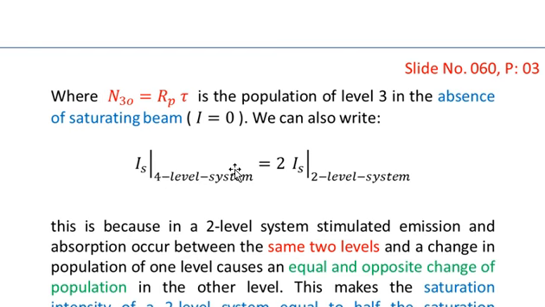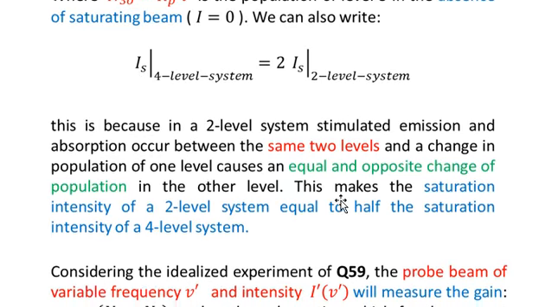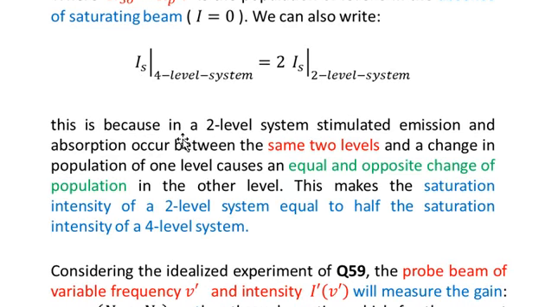What is the reason for that? For a 4-level system, the saturation intensity is twice that of a 2-level system. This is because in a 2-level system, stimulated emission and stimulated absorption occur between the same 2 levels, and a change in population of one level causes an equal and opposite change in population in the other level. This makes the saturation intensity of a 2-level system equal to half the saturation intensity of a 4-level system.